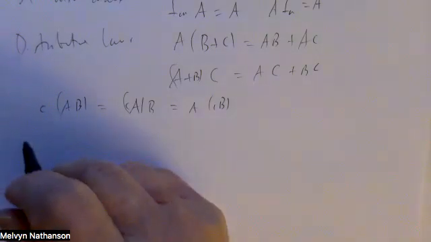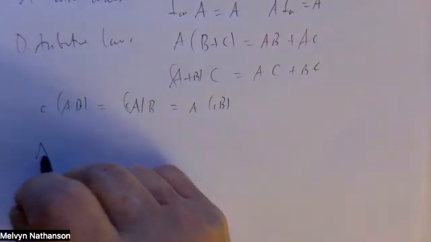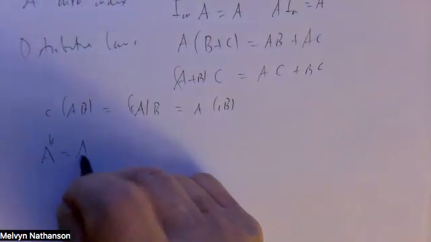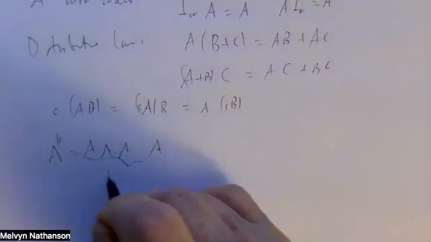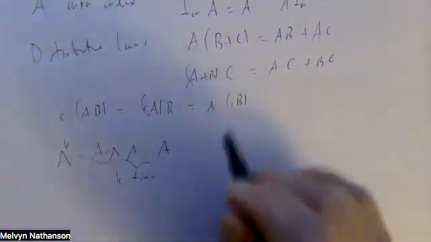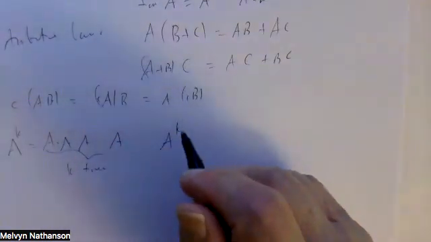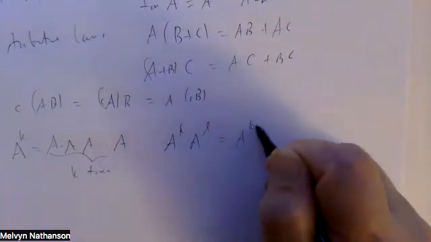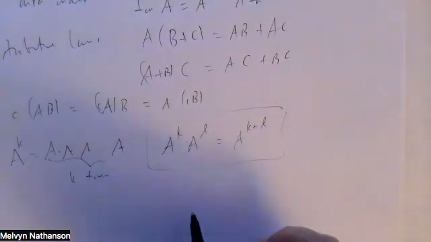And all the usual properties of matrix multiplication should follow if you have a matrix A and multiply. So A to the power k means you multiply A by itself k times. And A to the k times A to the l is A to the k plus l. So the usual rules of exponents hold.